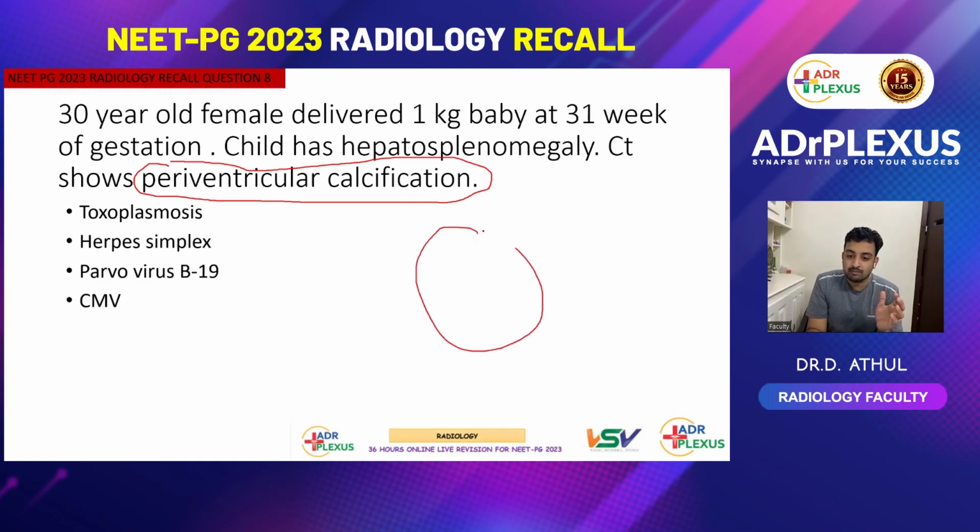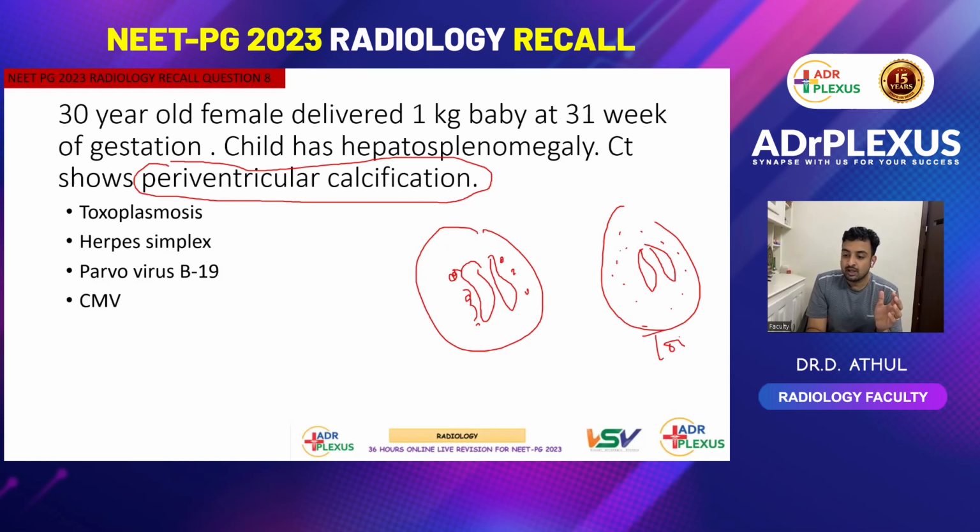Sometimes the calcification can be seen around the ventricles. That is periventricular calcification like this. Sometimes the calcification can be diffuse. So that is the catch. If it is diffusely spread out like this, then it will be toxoplasma. And if it is periventricular calcification, then it will be related to cytomegalovirus. So this is a direct straightforward question.